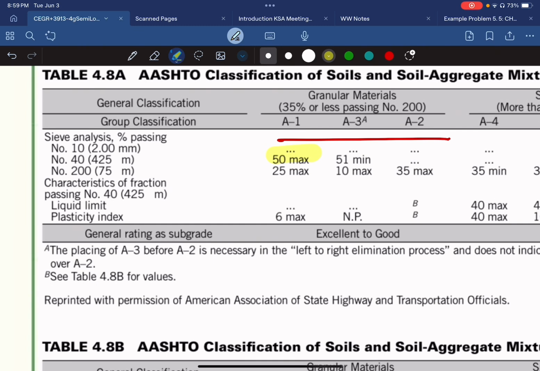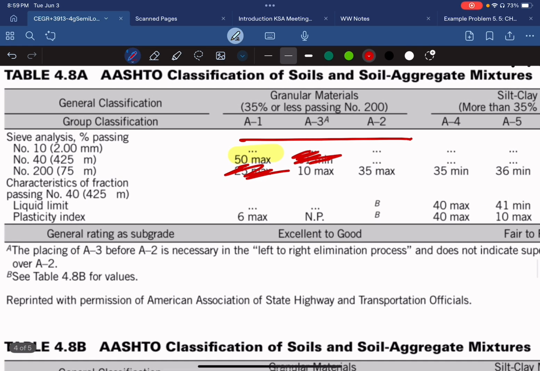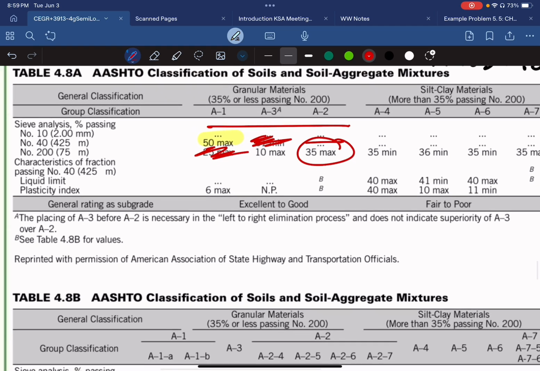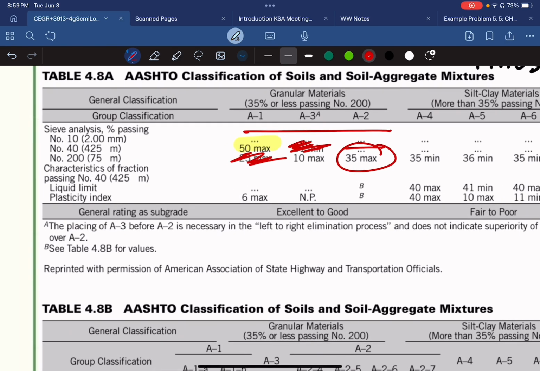Do we have 25% max on the number 200? And that is where it fails. So let's go over here. Do we have 51 minimum? Nope, and cross that out. Since this is just three dotted lines, I'm going to go ahead and just go down to the 35 max. For the number 200, we do have that, so let me highlight that real quick.